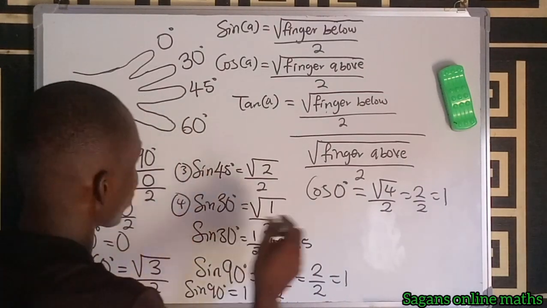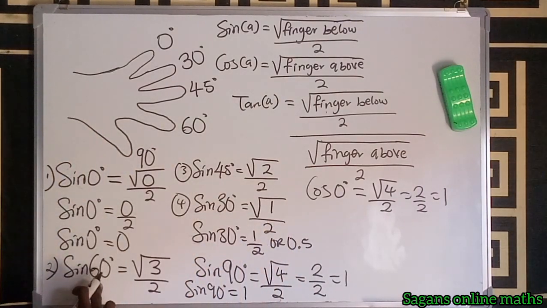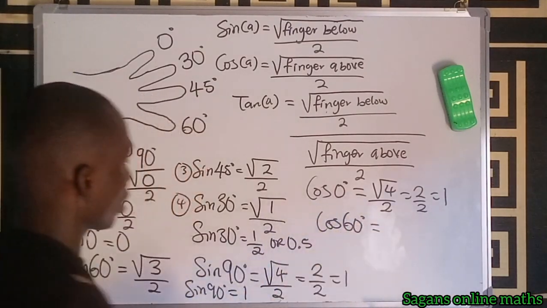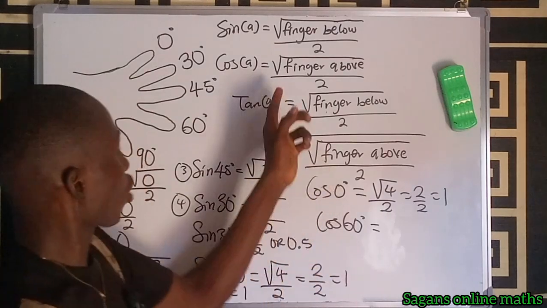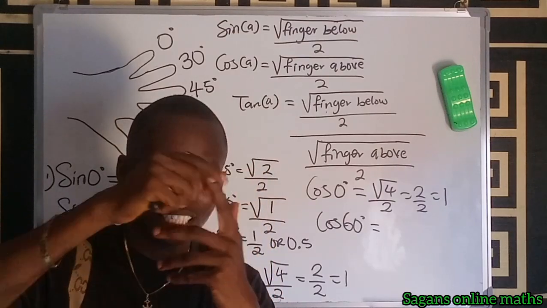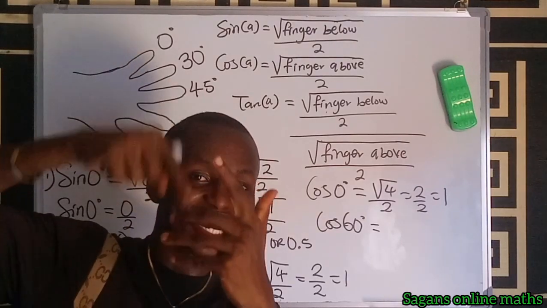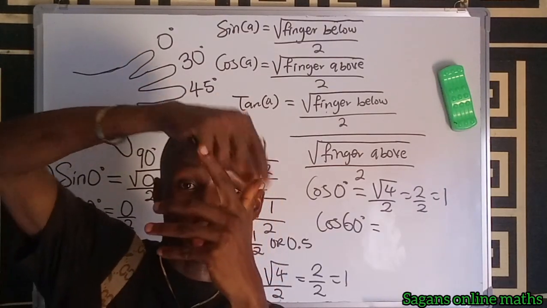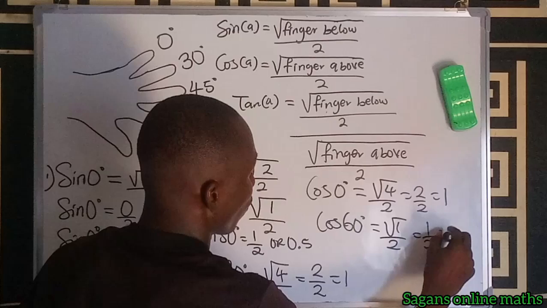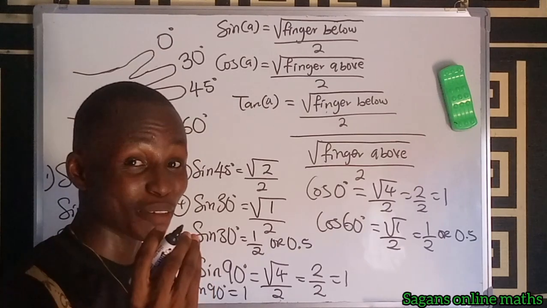Now let's see cos 60 degree. Since it is the square root of the number above divided by 2, this is your 0 degree, 30 degree, 45 degree, and this is your 60 degree, right? Look at above: above, below, above, below, above. So this is above, which is just 1. So the square root of 1 divided by 2 is 1 over 2, or 0.5. Wow, I love this. You see, these tricks are very, very interesting.